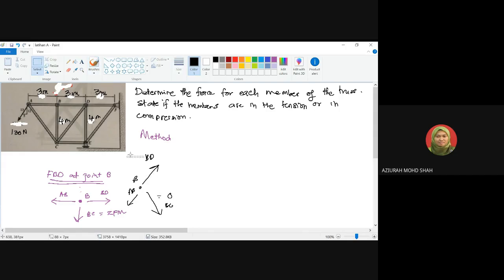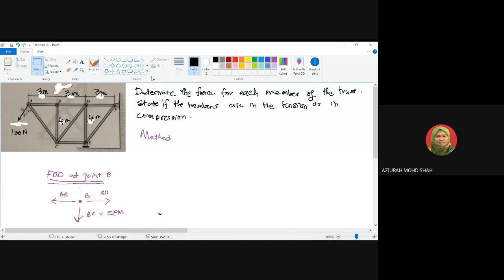So you have to detect lah, right? Zero force member, because it is very important. So it helped you a lot when you have to calculate, especially kalau soalan ini dia minta determine the force for each member. Jadi all member you have to find the force. So if you already identified zero force member, it means you can save a lot of time to calculate. Okay, dan memang kita dah tahu dah yang BC ni tak perlu dikira sebab BC tu kita dah dapat.